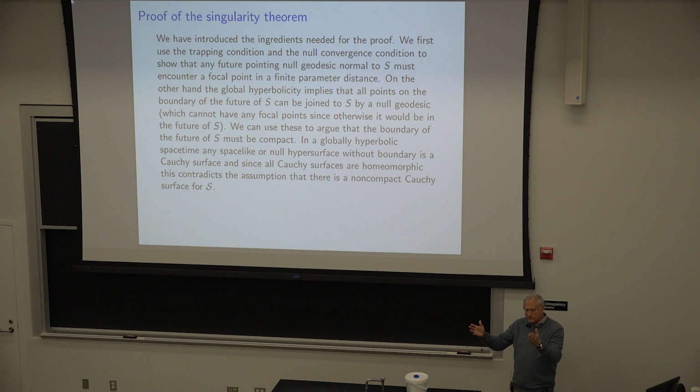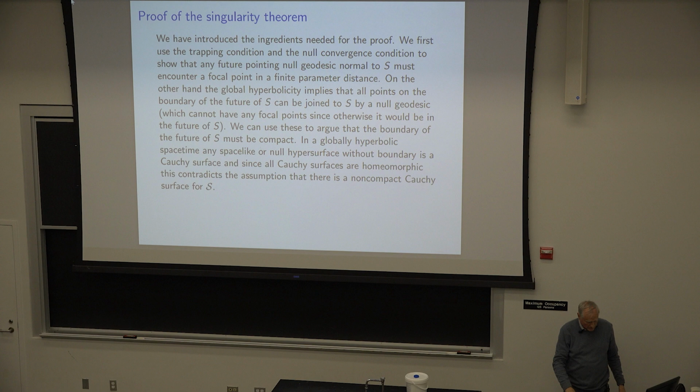And so in a globally hyperbolic space, any boundaryless space-like or null hypersurface is a Cauchy surface. And so it's homeomorphic to a Cauchy surface, because any time-like geodesic will intersect both of them at a single point. And so you can think of the assignment which sends one point to the other. So in particular, you would have a compact Cauchy surface, but that's not possible because we assumed that there was a Cauchy surface that was non-compact. Okay? And so that's how the singularity theorem goes.